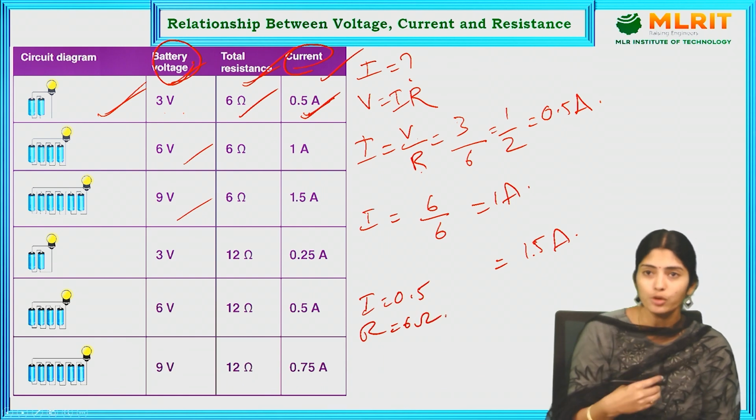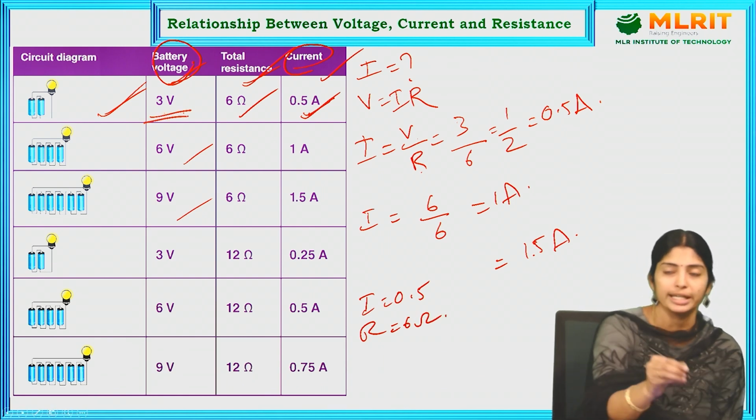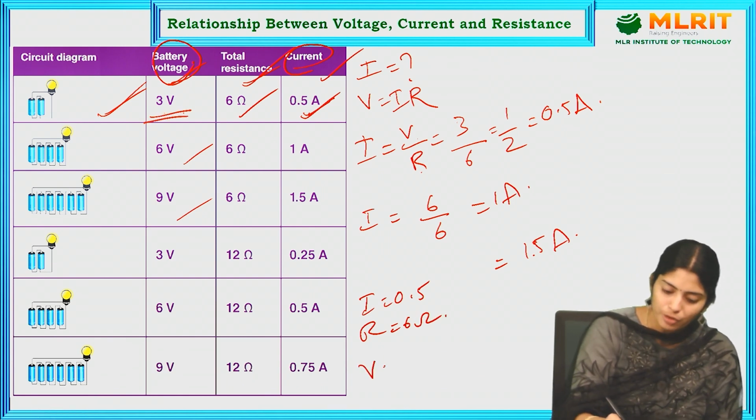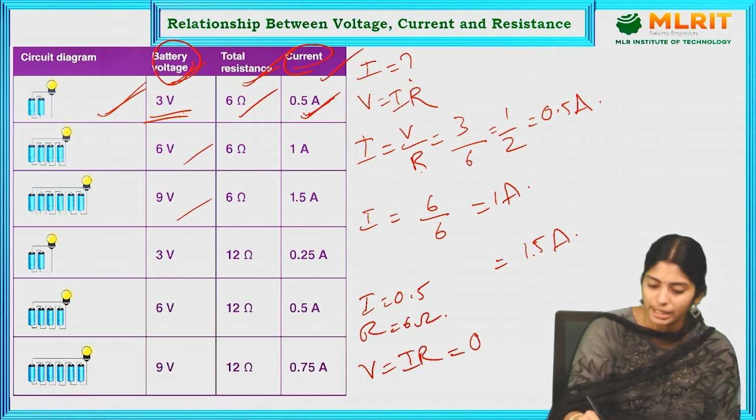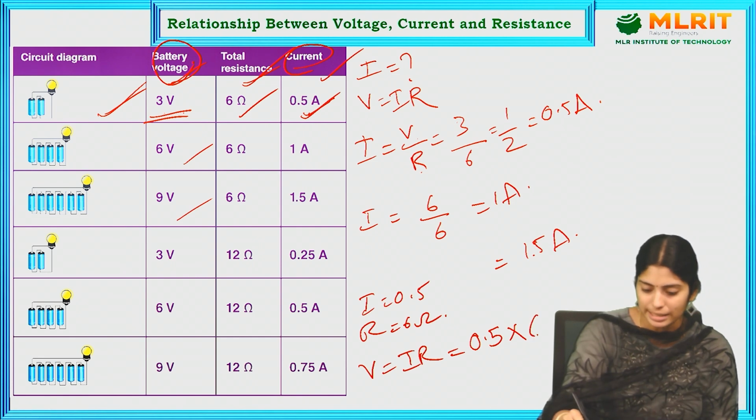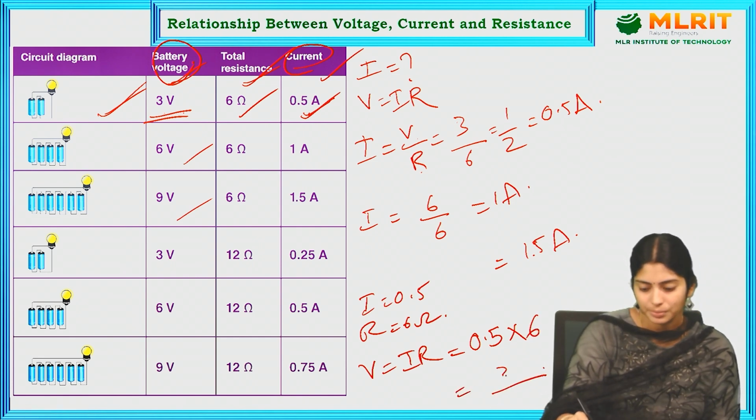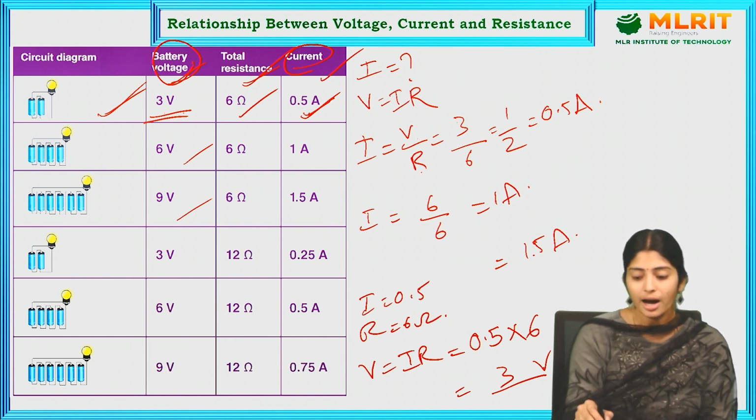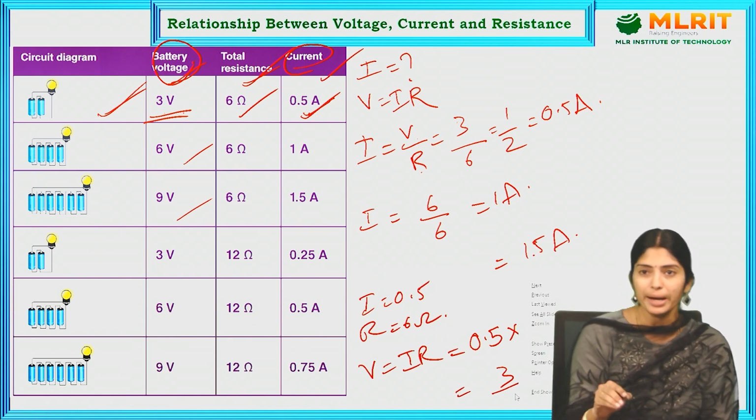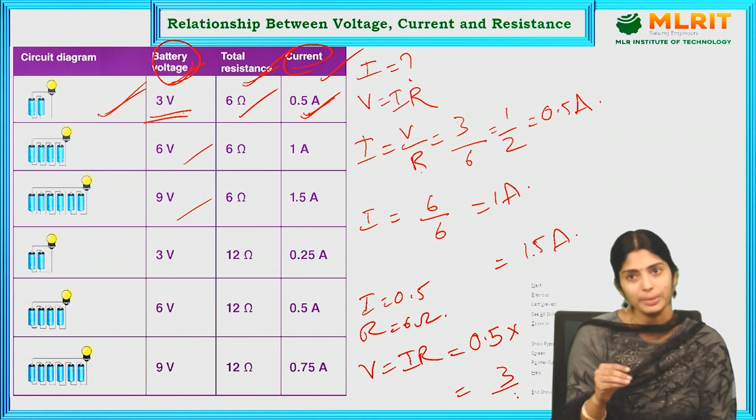Now I want to find out the value of voltage. So what is the formula? V is equal to I into R. What is the value of current? I is equal to 0.5. And what is the value of resistance? 6. So the value is 3 volts. So likewise we can determine the unknown value of any parameter if the remaining two parameters are known.